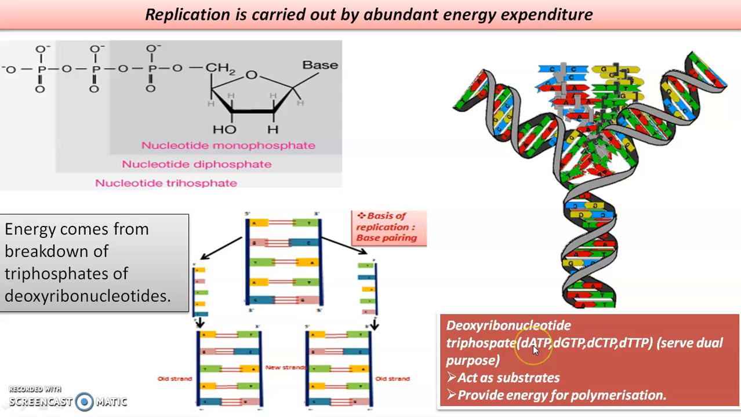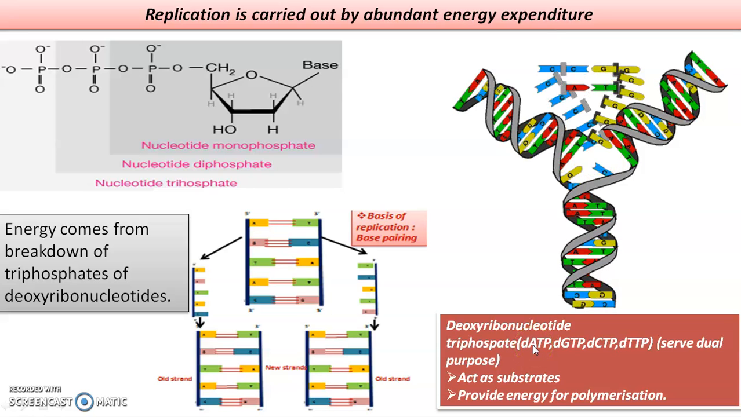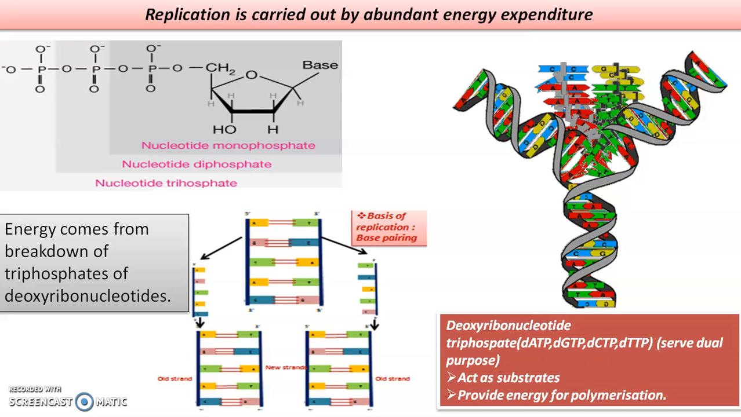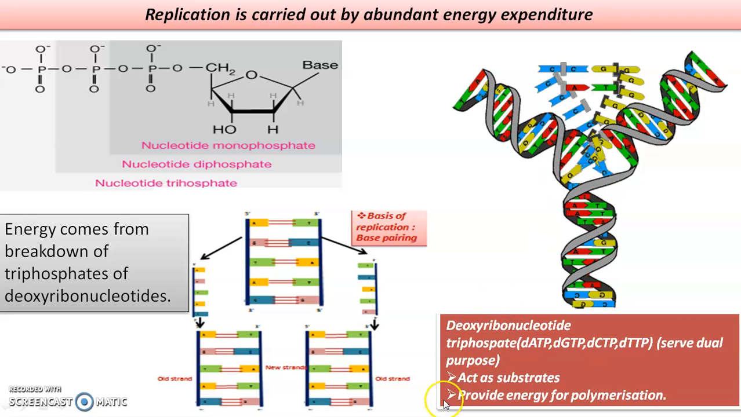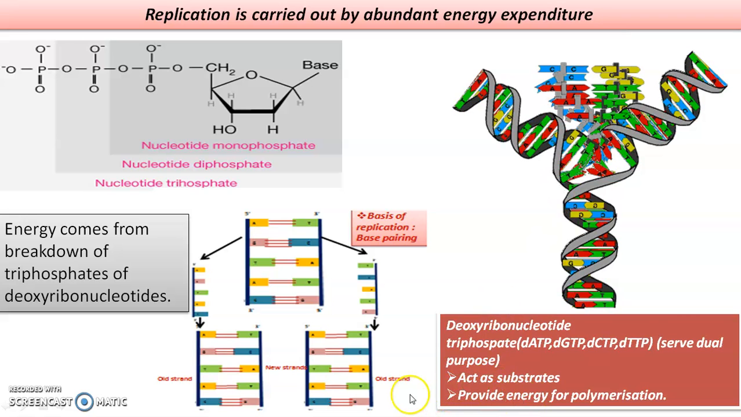deoxyriboadenosine triphosphate, deoxyriboguanosine triphosphate, deoxycytidine triphosphate, and deoxythymidine triphosphate. They serve as substrates. See, you can see them being added by the polymerase. So they are the substrates on which the new chain grows, and they also provide energy for polymerization.